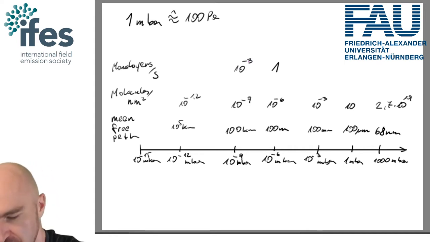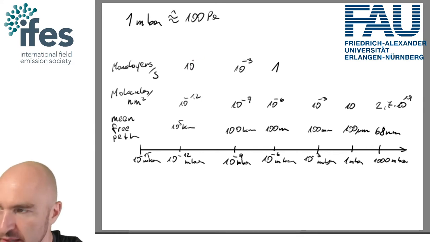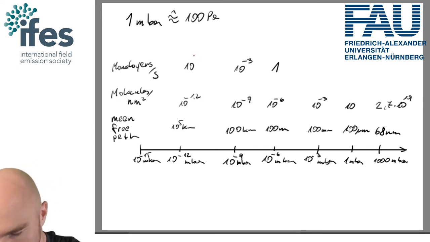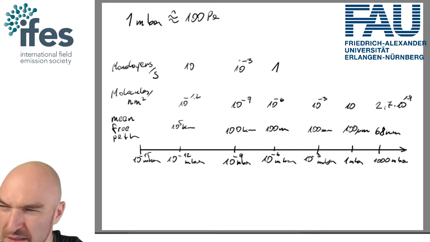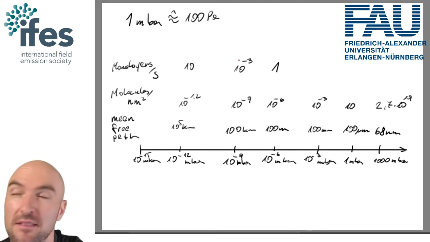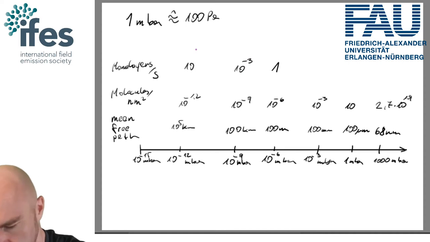So it takes 1,000 seconds for a monolayer to adsorb. Yeah? Here it would take 1,000,000 seconds. So I don't know how many minutes that is, but 1,000 seconds is about 15 minutes. Yeah? So 1,000 quarter hours. So it's 250 hours roughly. Okay.